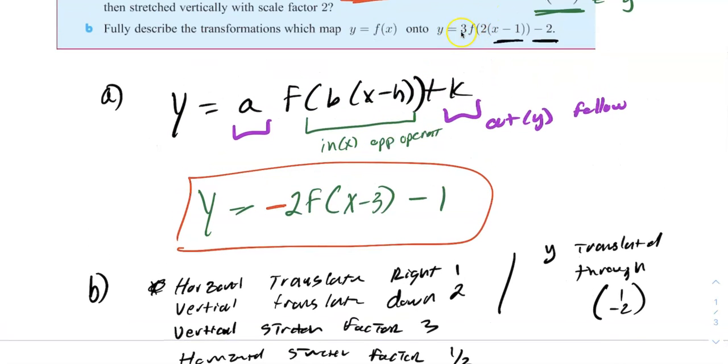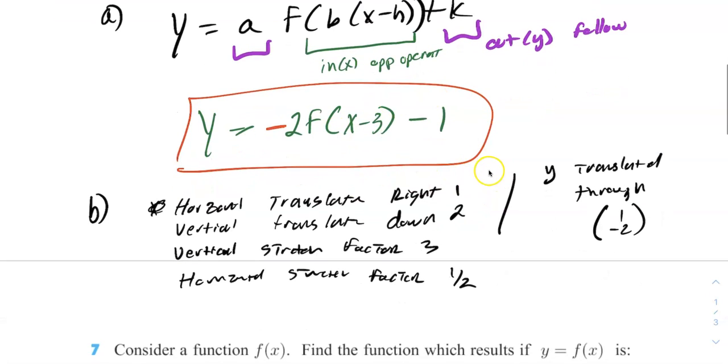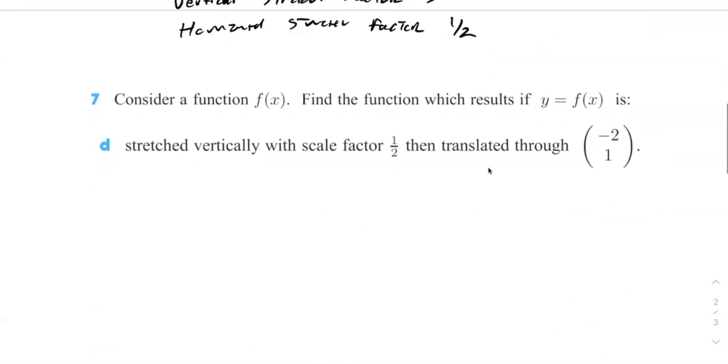So vertically we're just multiplying by 3. Inside x opposite. So we don't do the opposite operation. We don't multiply by 2, we multiply by 1 over 2, or divide by 2. So there you go. There's that part. So on to the next one.